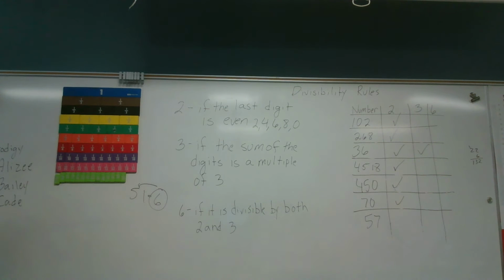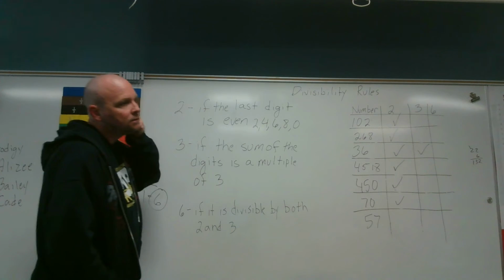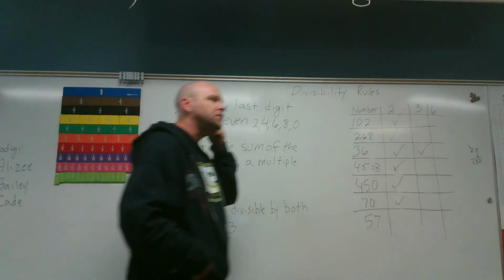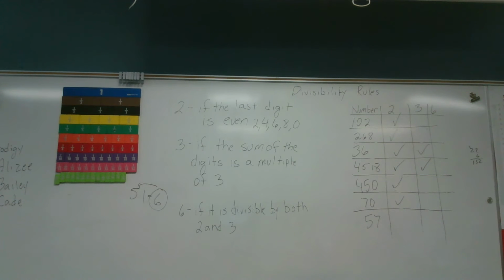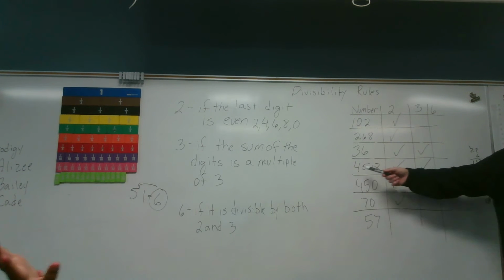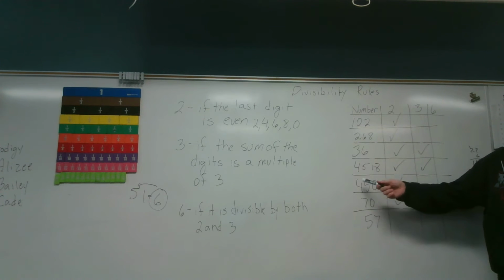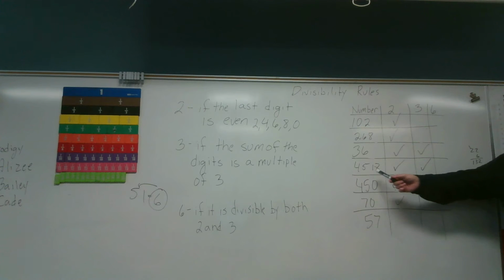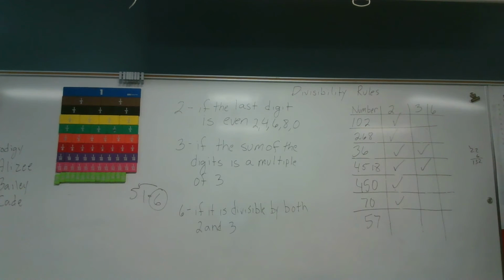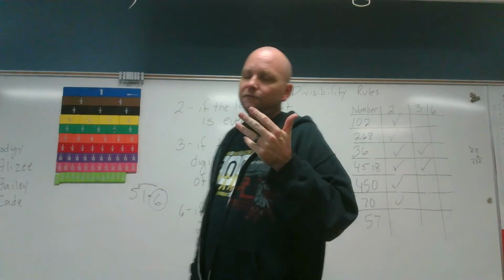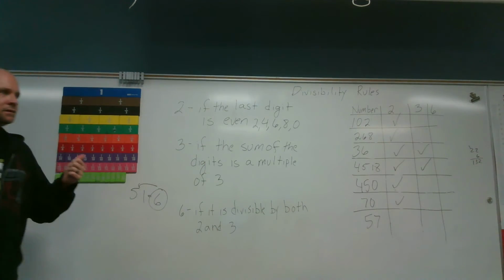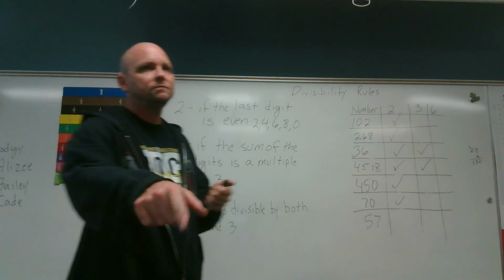Isabella, are there any other numbers up there divisible by 3? Can you tell me one of them? 4,518. How do you know? The sum of the digits in 4,518 is 18. Because 4 plus 5 is 9, plus 1 is 10, plus 8 is 18. 18 is a multiple of 3. 3, 6, 9, 12, 15, 18. So that works.